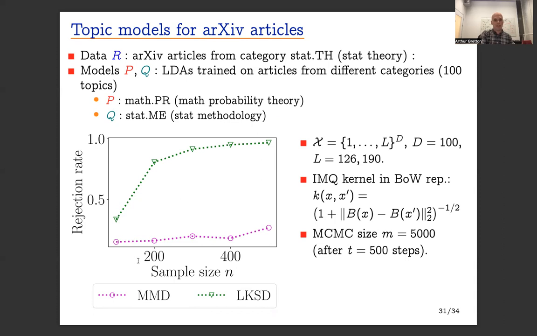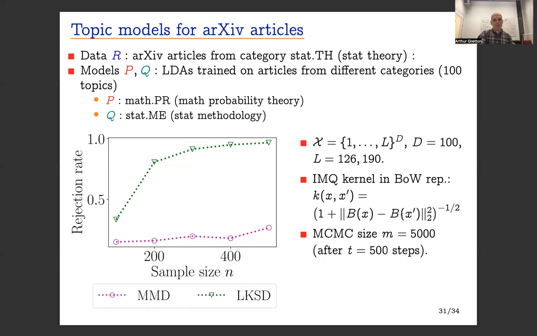And what you can see is that as you see more and more reference samples, so that's as we go up the x-axis here, we become more and more confident in rejecting the null and concluding that math.PR is closer to R than Q, all right? These parameters here are the parameters we've used. So we've got a vocabulary of size roughly 100,000, and we're using documents of 100 words long. So we truncate the words in the document, and we're using a kernel as described here.